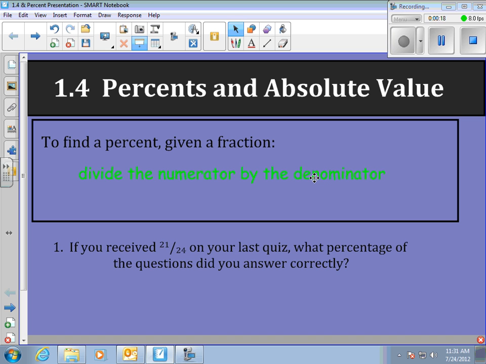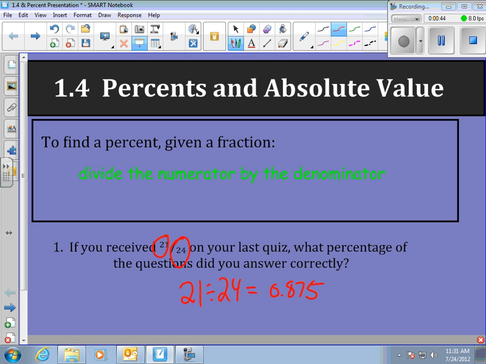So if you look at this problem down here, number 1, if you receive 21 out of 24 on your last quiz, what percent of the questions did you answer correctly? You'd take the numerator, top number, 21, and divide it by the denominator, the bottom number, and you'd get some decimal. The decimal in this case is 0.875. Now, that's the decimal equivalent.